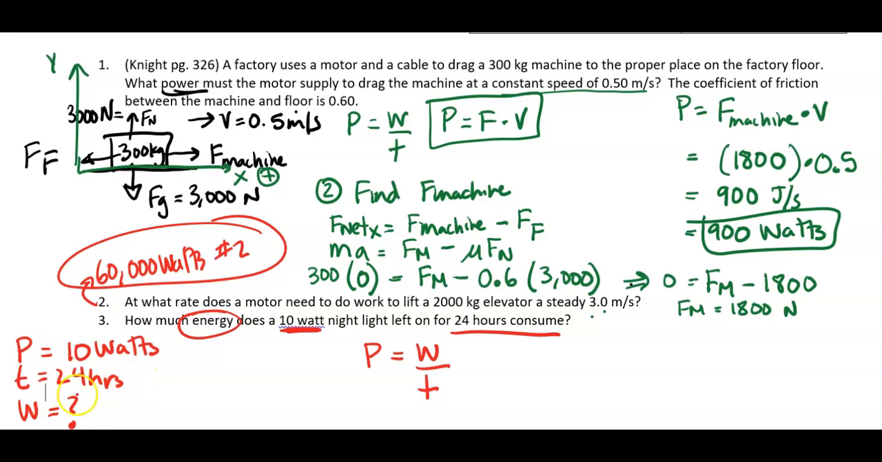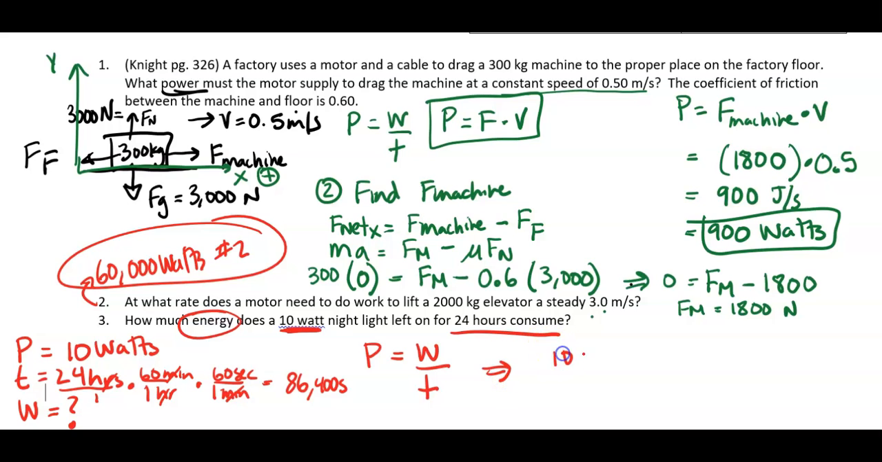Okay, so let's do that conversion. It's just 24 hours over 1. 1 hour is 60 minutes, and 1 minute is 60 seconds. Minutes cancel, hours cancel. This will be 86,400 seconds. Cool. So now we can just plug it all in.